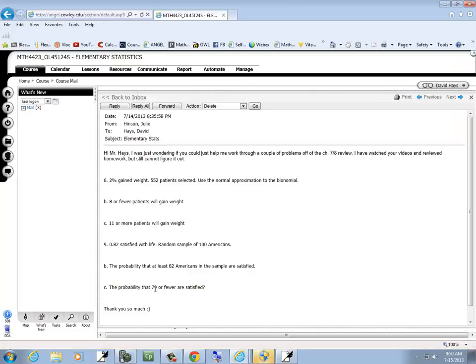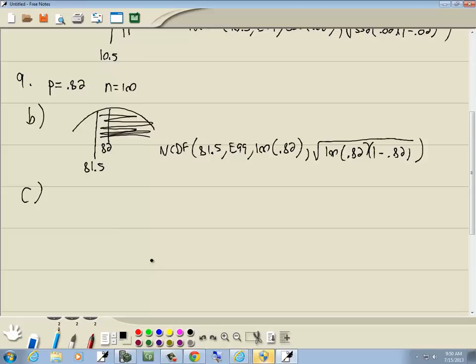Now C says the probability is 79 or fewer are satisfied. 79 or fewer. That means I shade to the left. 79 or fewer means it includes 79. So I want to add 0.5. I'm shading to the left because it's fewer. Again, if our wording includes 79, our shading has to include 79. That's your whole driver on whether to add or subtract.